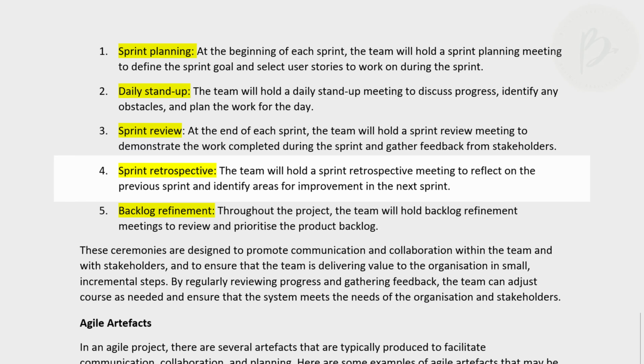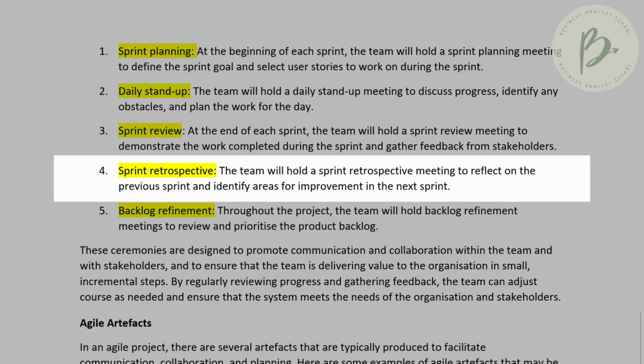So that's what happens in the sprint review. We are demonstrating that work and then seeking feedback from the stakeholders to ensure that we are meeting their requirements. Now, the fourth meeting that we have in Agile is the sprint retrospective. Again, retro, we're going back to say, how did we do in the last sprint?